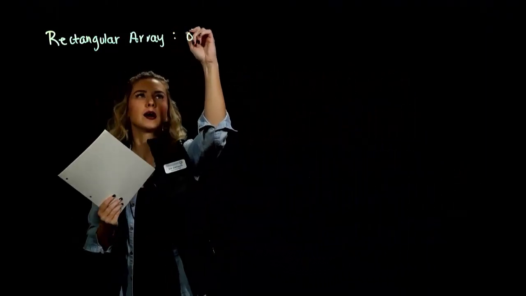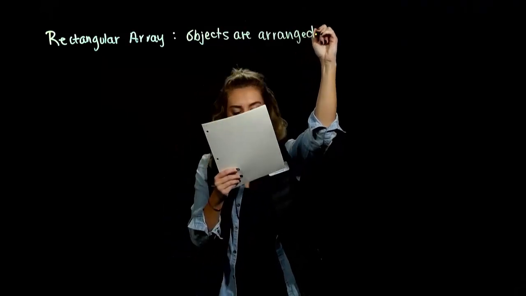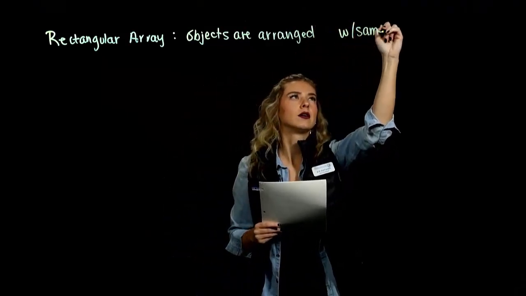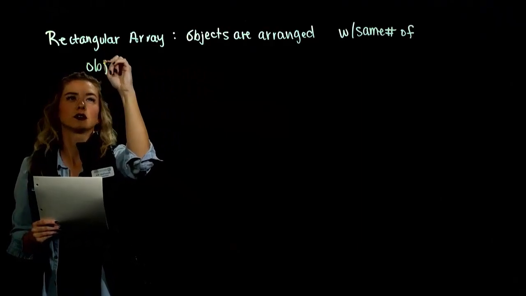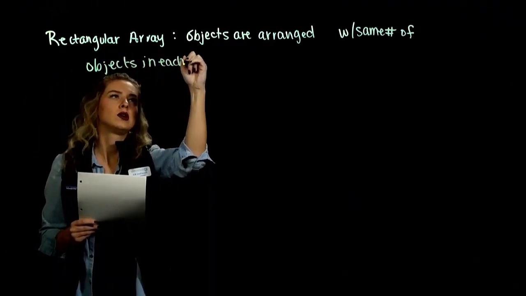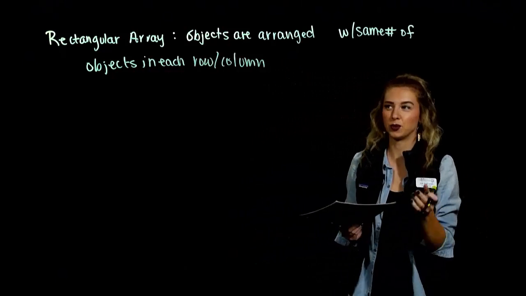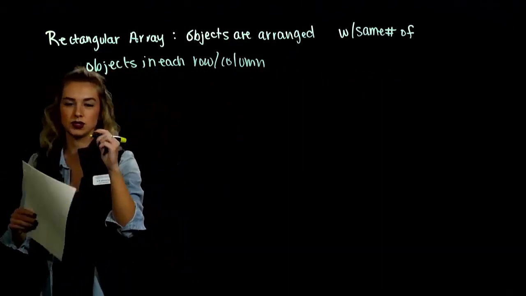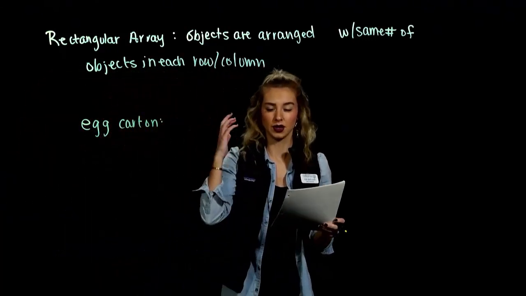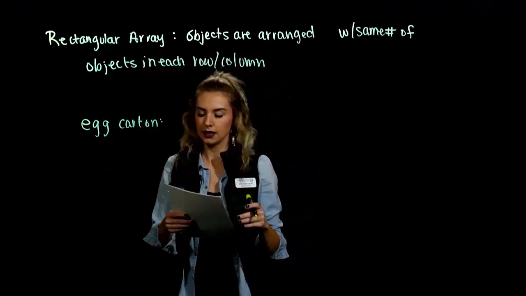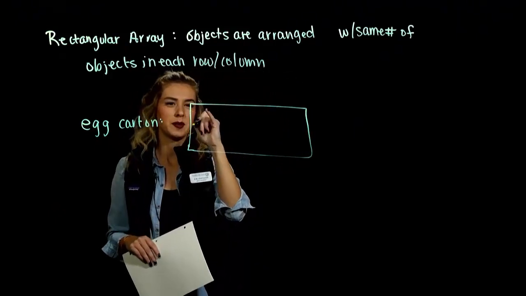So in a rectangular array, the objects are arranged with the same number of objects in each row and column. So real life example, again, something very concrete that students would be used to, an egg carton is an example of a rectangular array. I've got a certain number of objects, typically a dozen, and how are they grouped? So in my little egg carton here, we got a dozen eggs and we split them up into two arrays.